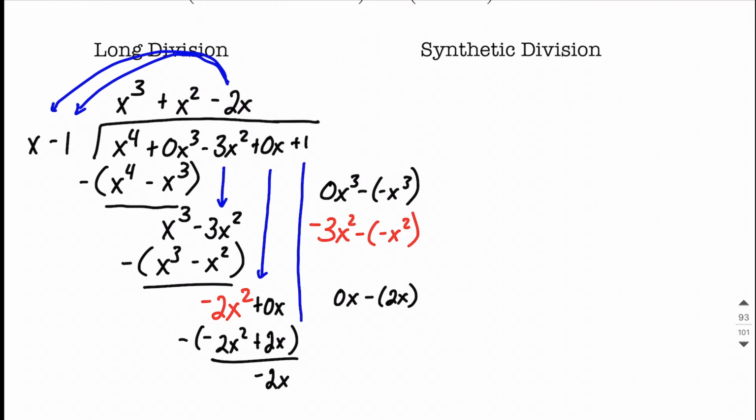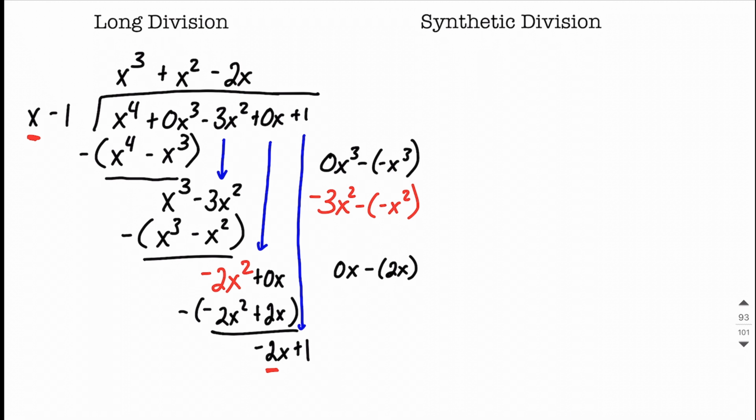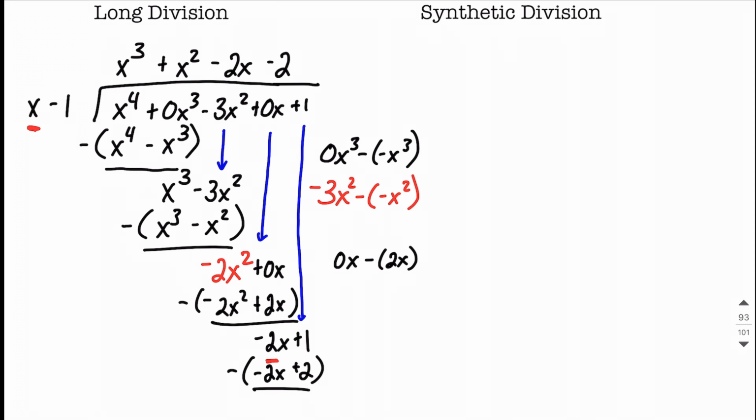And one more time, bring down the next term. Plus 1 comes down. Repeat the process one last time here. Think to ourselves, x out in front, multiplied by what gives us negative 2x? Hopefully we're thinking to ourselves, x times negative 2 makes negative 2x. Distribute, so negative 1 times negative 2 makes positive 2. Subtract down one last time here. The x to the first power terms go away. We planned that part out. But then we have 1 minus positive 2, which leaves us with negative 1. That's what we refer to as the remainder.